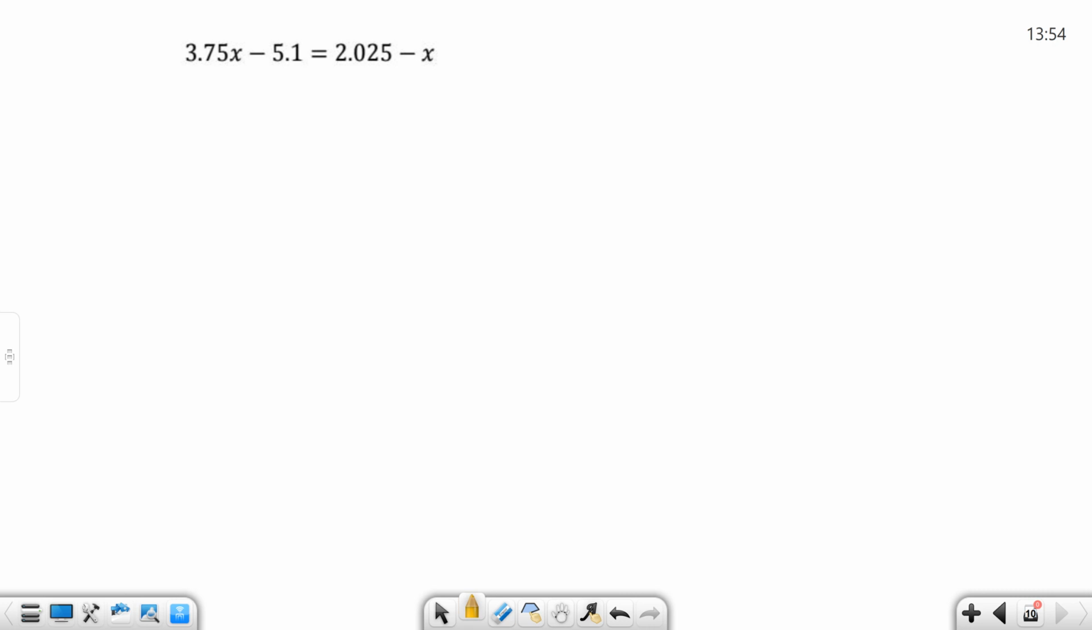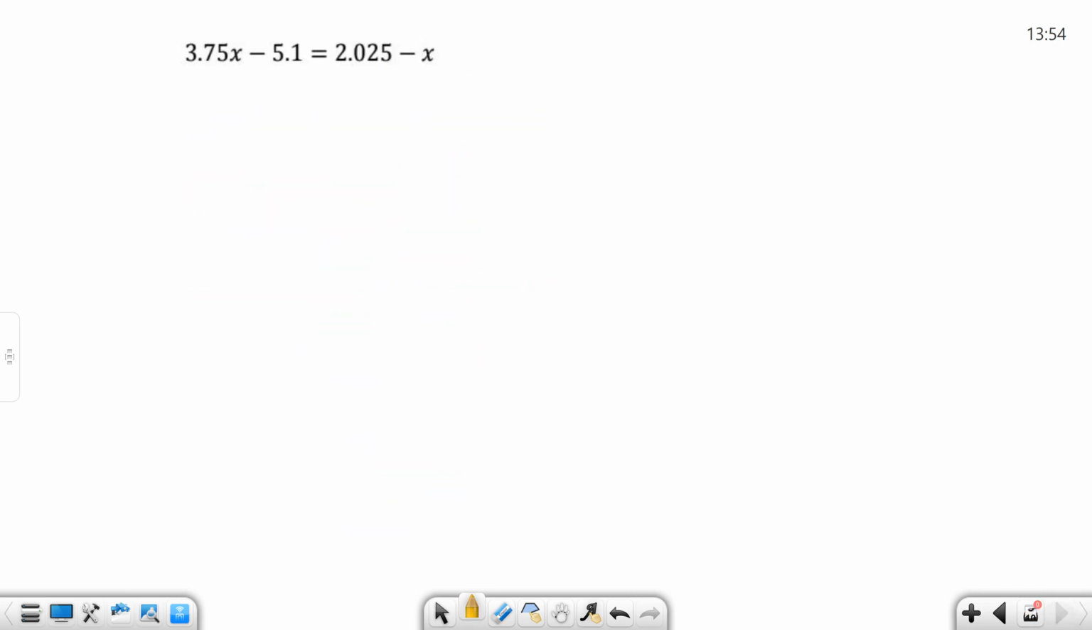And this one, I just did something as crazy as I could think of. I gave you, look, your x on the left, 3.75x, that's 2 decimal places. Minus 5.1, that's 1 decimal place. Equals 2.025, that's 3 decimal places. Minus x, that's no decimal places. I mean, really? Not a single one of those terms is alike in the sense of the number of decimal places. There are like terms, there's decimals, but not like in that sense.